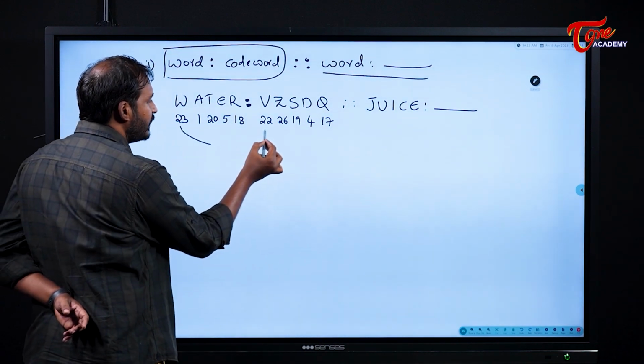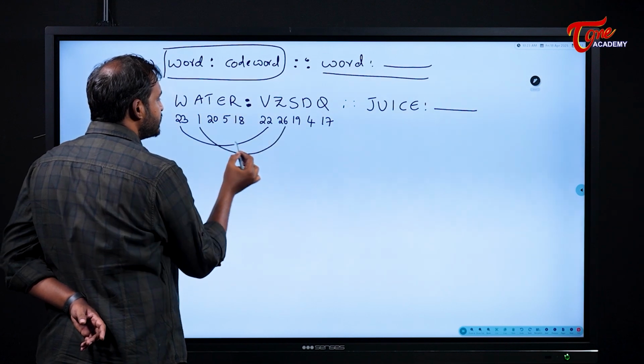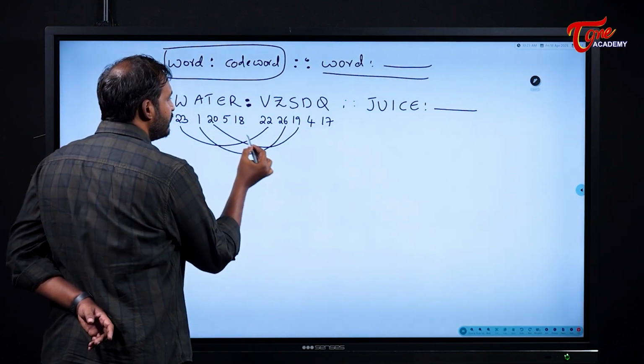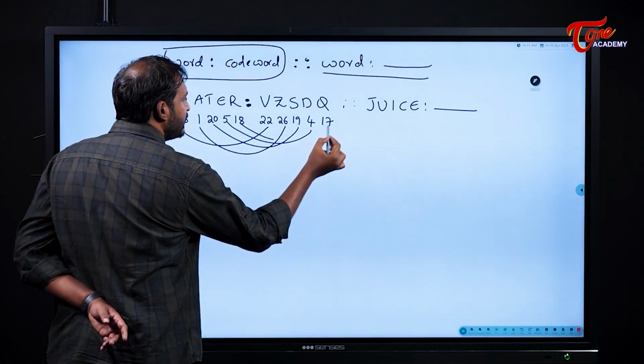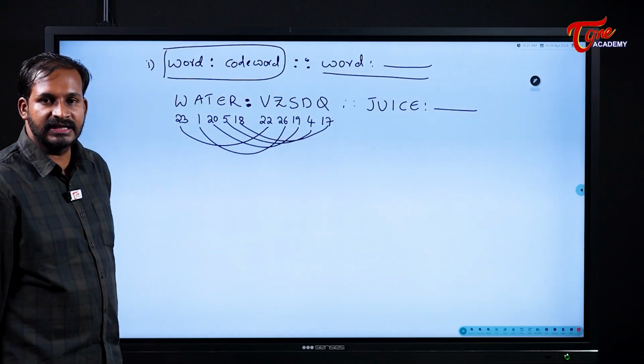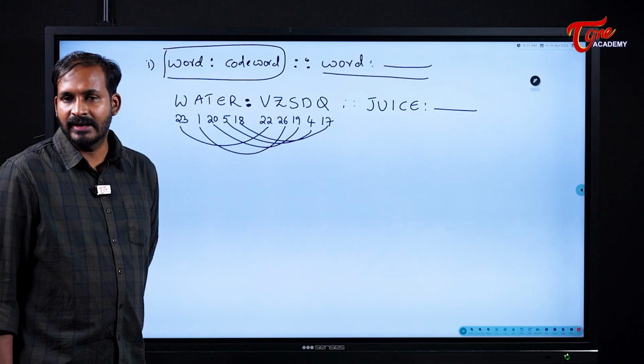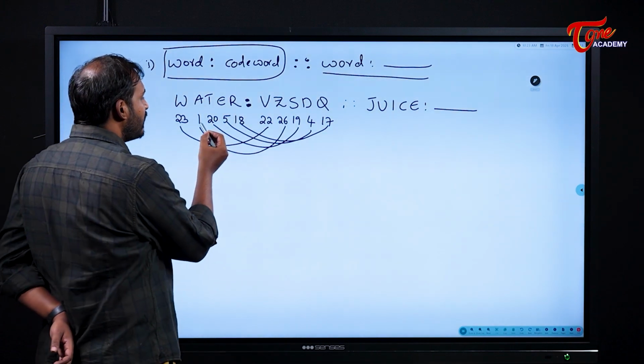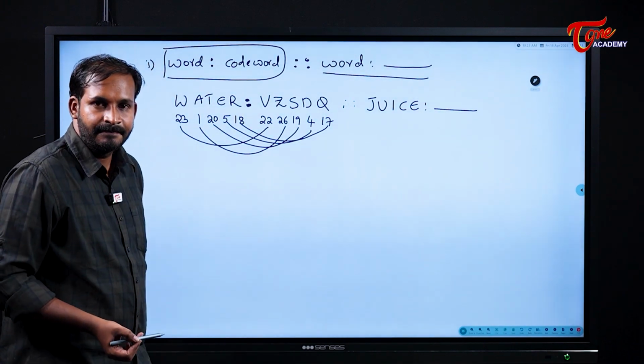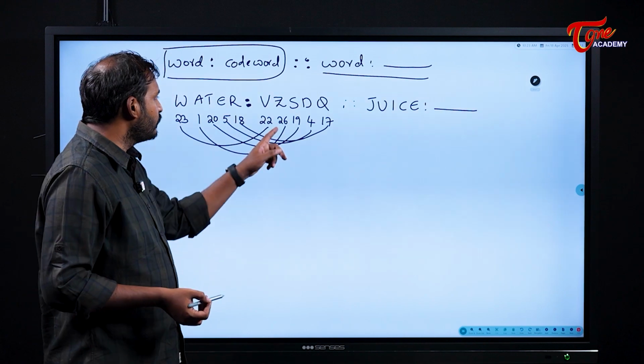23 became what? 22. 1 became what? 26. 20 became what? 19. 5 became what? 4. And 18 became 17. So from this what can we understand here? Minus 1, minus 1, minus 1, minus 1. Am I correct or not? Now, sir, 1 minus 1 should become 0, but you have written 26.